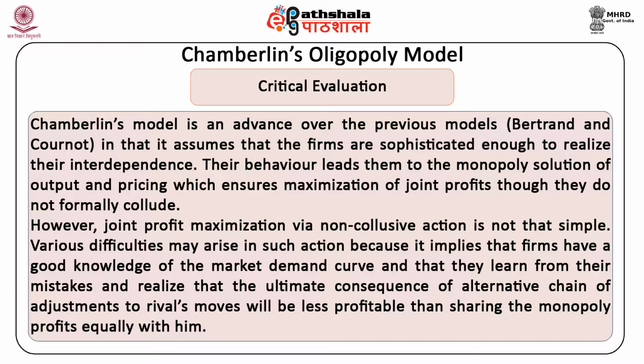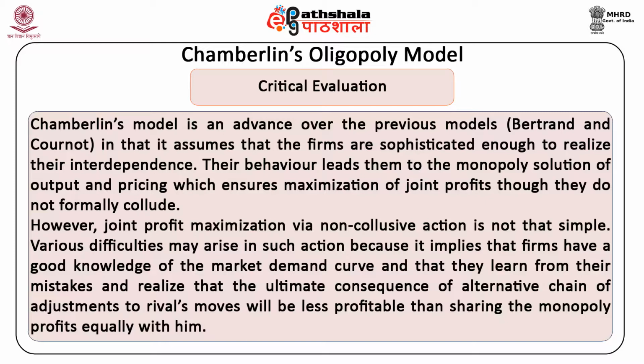It may be noted that even in a formal collusion, there is always incentive on the part of rival firms to cheat by undercutting price to increase their individual profits. In Chamberlain's model of oligopoly, without collusion, incentive for the firms to undercut price to increase their share of profit will be relatively more.